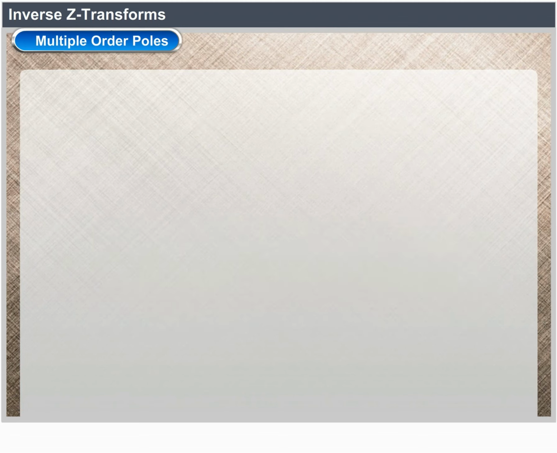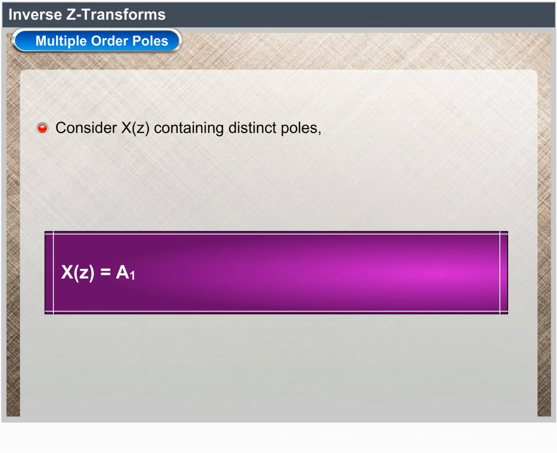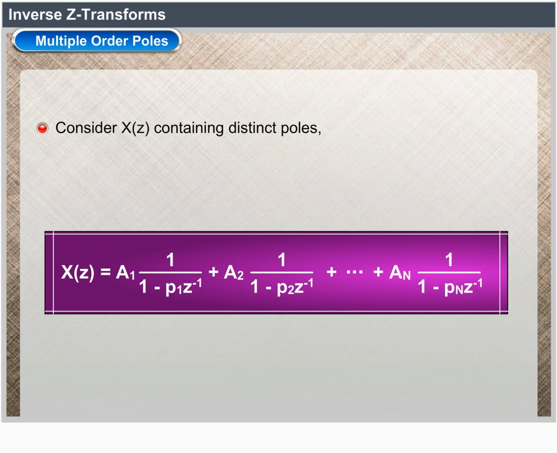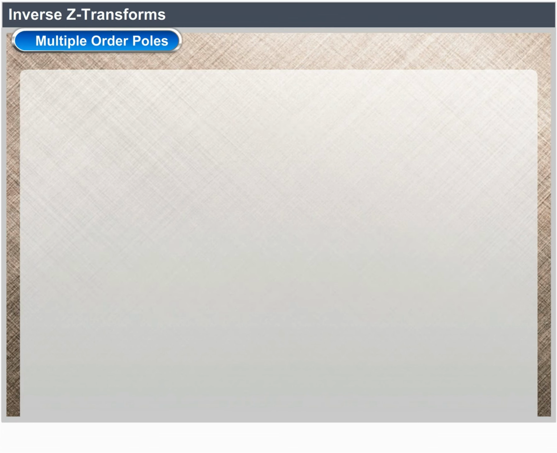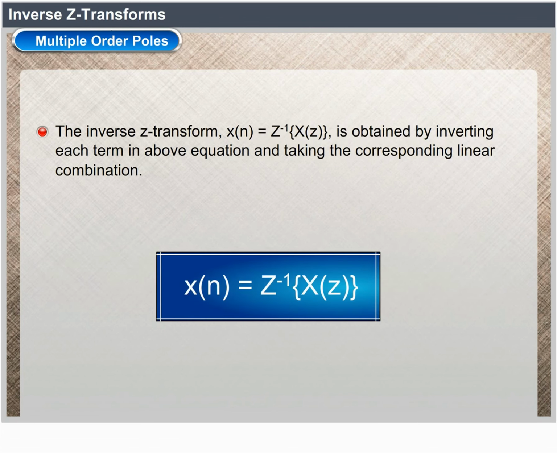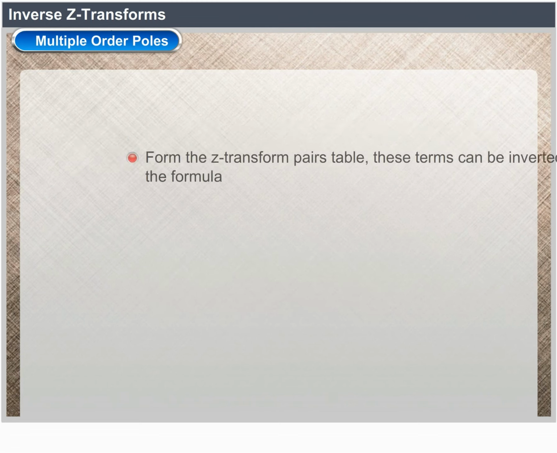Consider X(z) containing distinct poles. X(z) = a1 times 1/(1 - p1 z^-1) + a2 times 1/(1 - p2 z^-1) + etc. + an times 1/(1 - pn z^-1). The inverse z transform x(n) = Z^-1 of X(z) is obtained by inverting each term in the above equation and taking the corresponding linear combination, from the z transform pairs table.